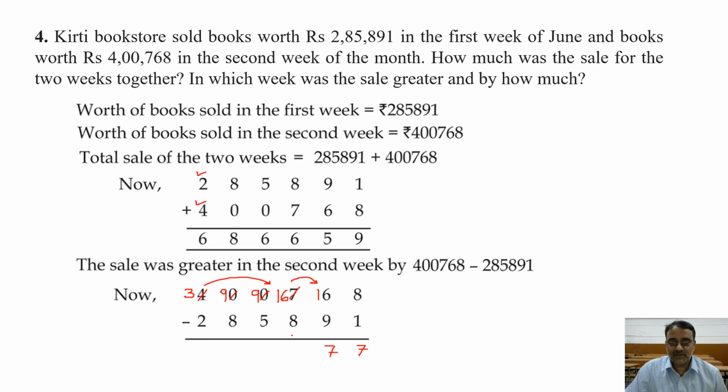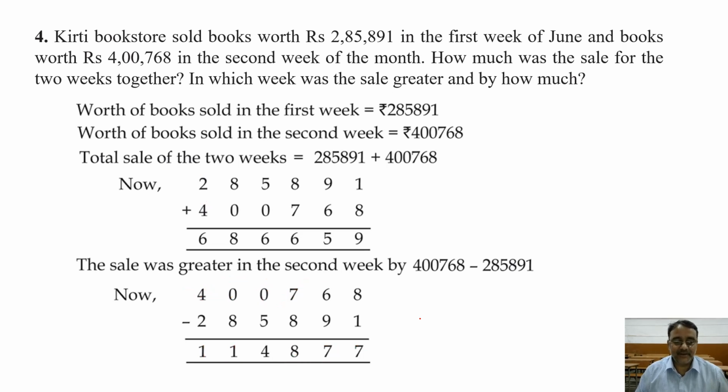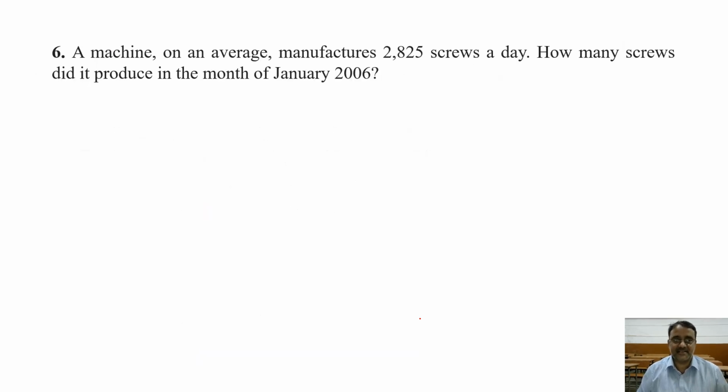Okay. So 16 minus 8 is 8, 9 minus 5 is 4, 9 minus 8 is 1, 3 minus 2 is also 1. So we are getting 1,14,877. Now we are moving towards the next question, question number 6.